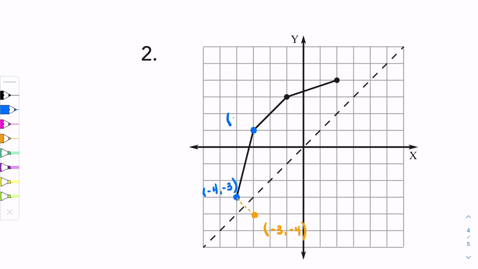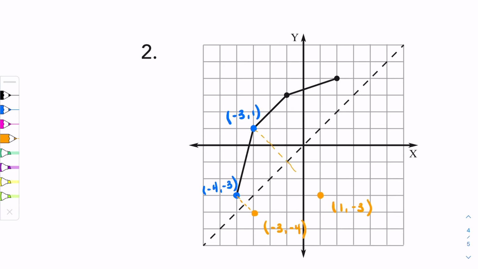We have a point at 3, -1, and a new point at 1, -3. We have that point at -1, 3, and a new point at 3, -1. And the last point is at 2, 4, with its inverse point being at 4, 2.